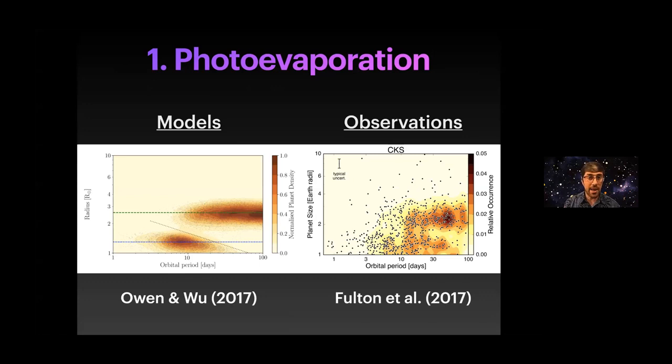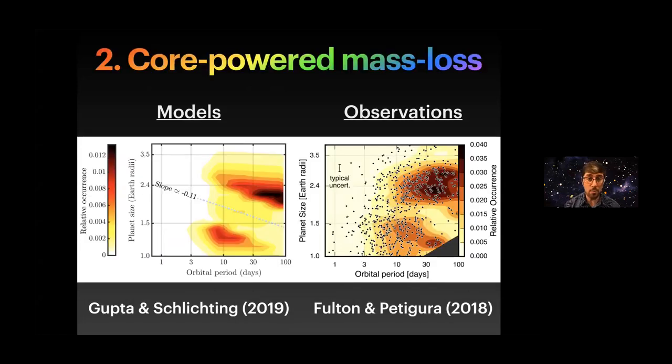Now, in terms of how they actually compare to the observations, on the left we've got some photoevaporation models from Owen and Wu 2017, which shows planet radius on the y-axis versus orbital period on the x-axis. The densities of planets here are plotted as the various different colors. Darker colors indicate higher densities or occurrences of planets, whereas on the right we've got our observations from Fulton et al. 2017. Just looking and comparing these plots qualitatively, the models and the observations match up pretty well. Now, how about core-powered mass loss?